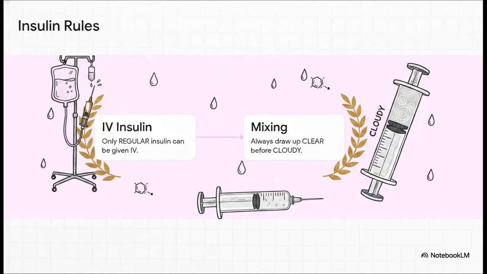And while we're talking about blood sugar, treat these 2 rules as the golden, non-negotiable laws of pharmacology for your exam. Rule 1, only regular insulin can be given through an IV. Rule 2, when mixing insulin in a single syringe, you always draw up the clear, fast-acting insulin before the cloudy, long-acting insulin. Clear before cloudy, every single time.